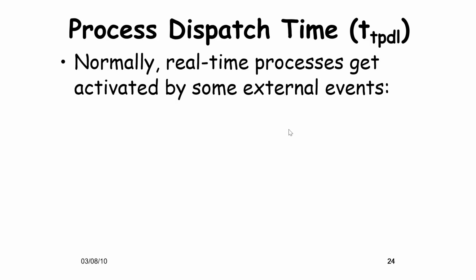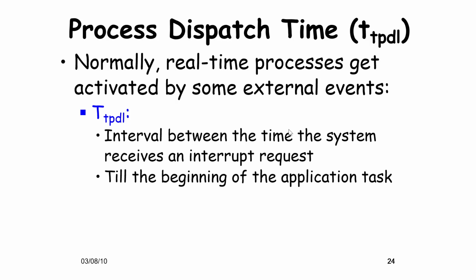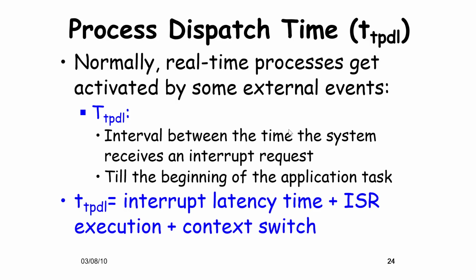Process dispatch time. Processes do get activated by external events. For example, let's say an interrupt comes. So TTPDL will be the interval between the time the system receives an interrupt request till the beginning of the task. So what would this exactly include?